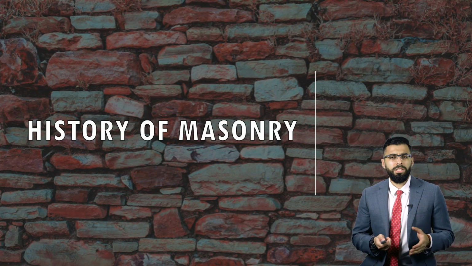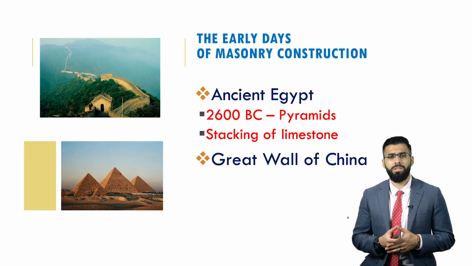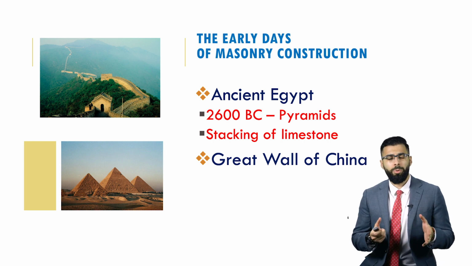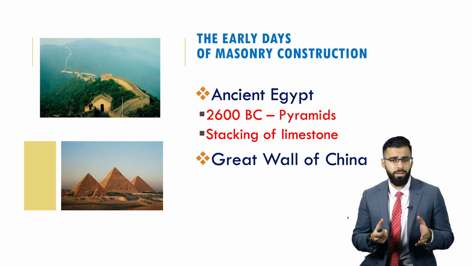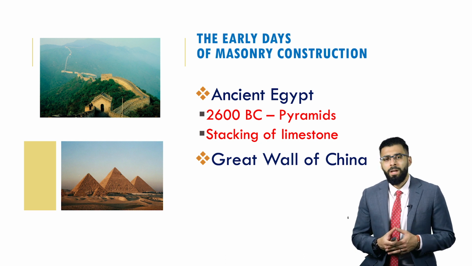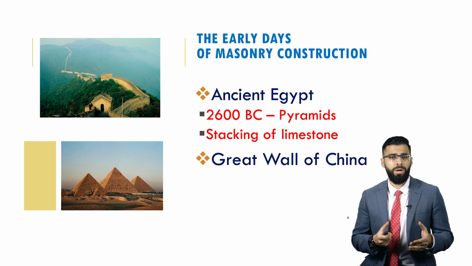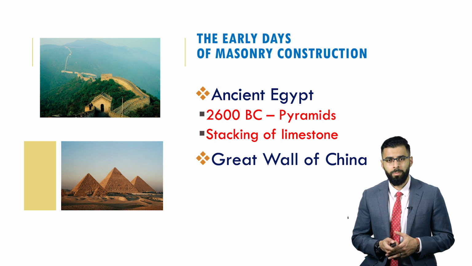Masonry has a very interesting history. It started off in ancient Egypt, 2600 BC, with the pyramids. The pyramids are composed of masonry units, and these pyramids were constructed through stacking of limestone. So the masonry units were limestone. We also see examples in China, for instance. The Great Wall of China was constructed using masonry as a material.